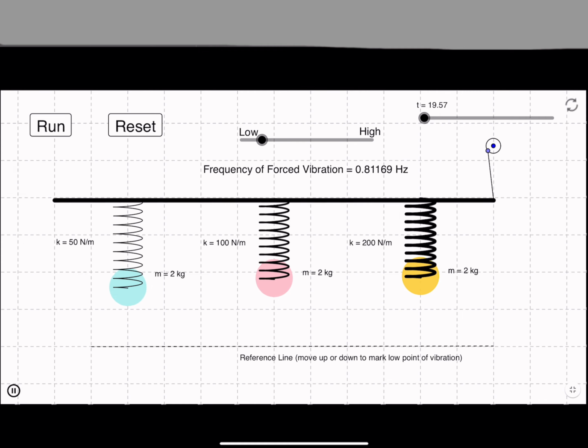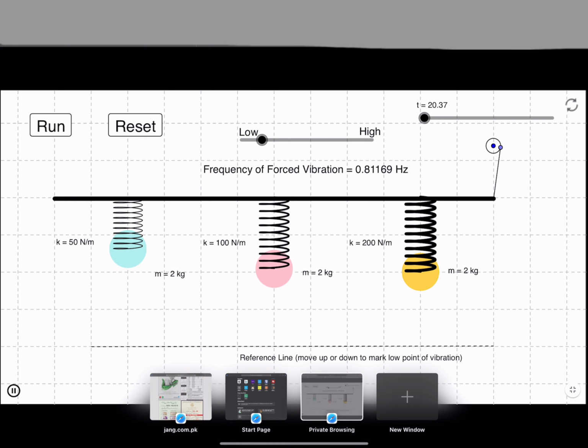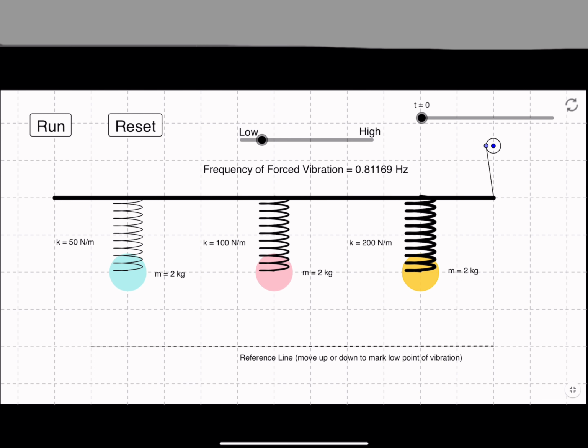Now let's see again what we have here for the pink ball. With the same calculation, you are getting 1.13, because here you have the spring constant as 100 Newton per meter. Of course, mass is the same, which is 2 kg. So the natural frequency of the pink ball is 1.13. So what we can do is reset the frequency to 1.13 somewhere here.